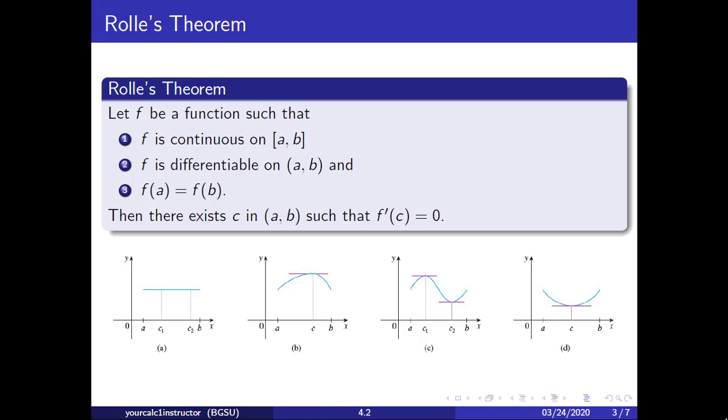Note that in all of these graphs, these c's are also the location of either local maximums or local minimums, peaks of hills, or the low points in valleys. This observation is key to why Rolle's theorem is actually true. So now here is a quick sketch of the proof of Rolle's theorem.